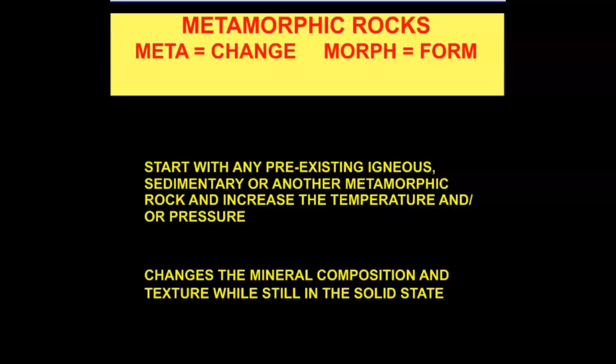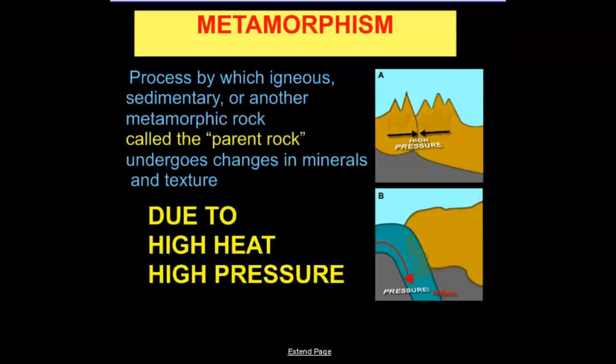If you break down the rock name, meta means change and morph means form. What that means is any pre-existing sedimentary, igneous, or another metamorphic rock can change their form if heat and pressure are added. It does this while the rock is still a solid, but the mineral composition and the texture will change. We call the pre-existing rock the parent rock.